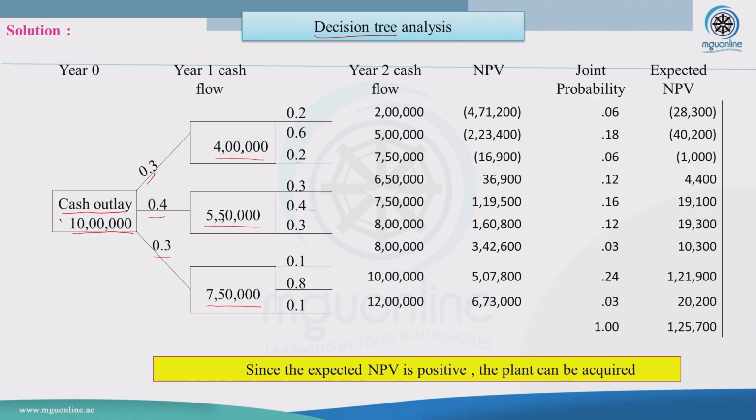Then if the cash flow in the first year is 4 lakh, for the second year there is a probability of 0.2 that the cash flow will be 2 lakh, 0.6 that it will be 5 lakh, and 0.2 that it will be 7 lakh 50,000. If the cash flow in the first year is 5 lakh 50,000, the second year cash flow will be 6 lakh 50,000 with 0.3, 7 lakh 50,000 with 0.4 and 8 lakh with 0.3. If the cash flow in the first year is 7 lakh 50,000, the second year cash flow will be 8 lakh with 0.1, 10 lakh with 0.8 and 12 lakh with 0.1.